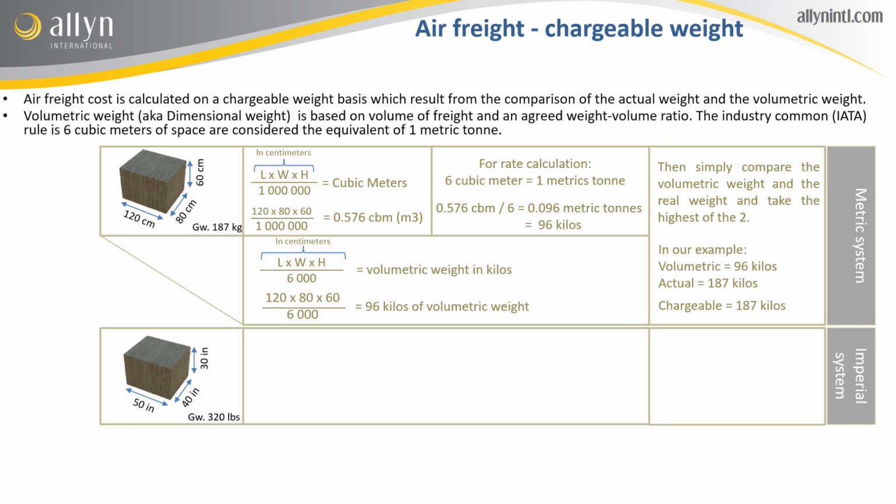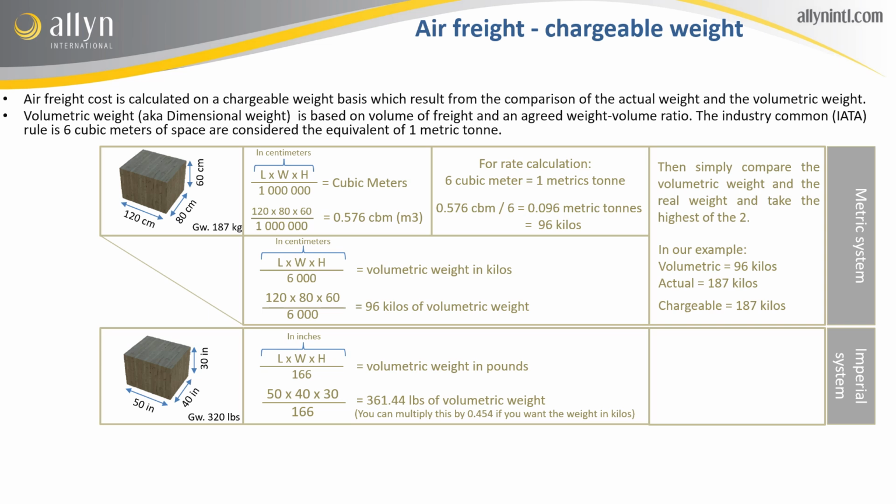In our second example, we want to ship a case which is 50 inches long, 40 wide, 30 high, and weighs 320 pounds. To calculate our volumetric weight, we multiply the length in inches by the width by the height, and we divide the result by 166. This will give us our volumetric weight in pounds. So in our example, 50 times 40 times 30 divided by 166, which gives 361.44 pounds of volumetric weight.